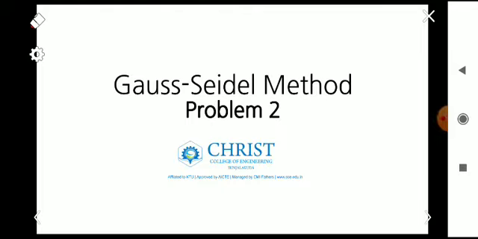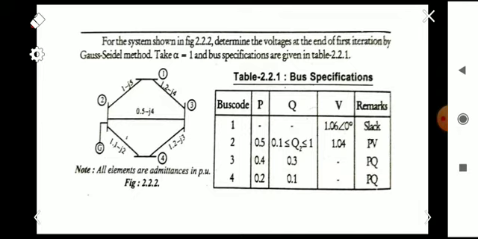We are on module 3, and today we will discuss another problem based on the Gauss-Seidel method of load flow analysis. In the previous video we learned one problem, and today we are going to learn another kind of problem where the generator bus is present.